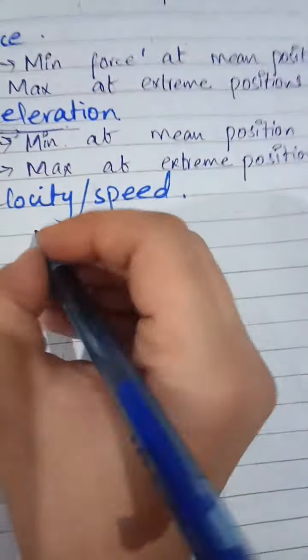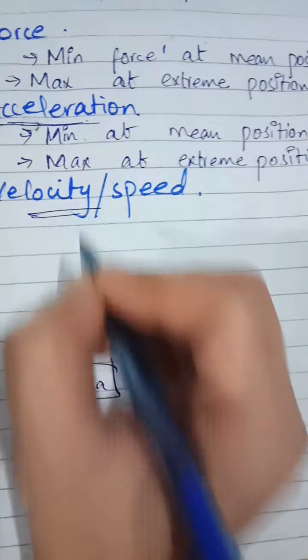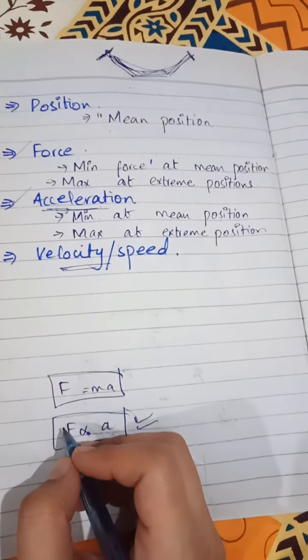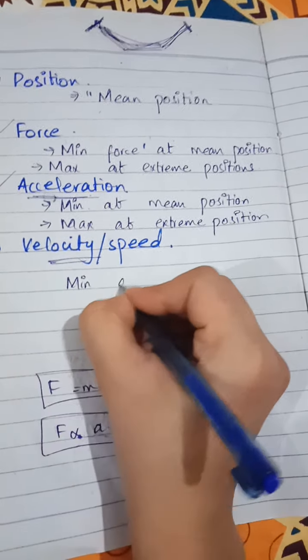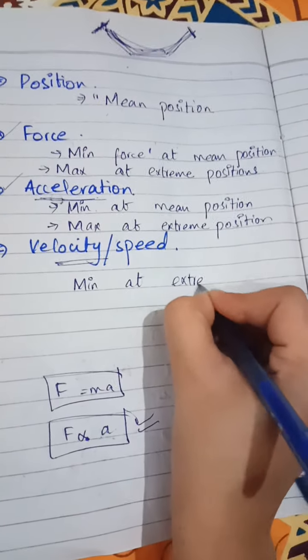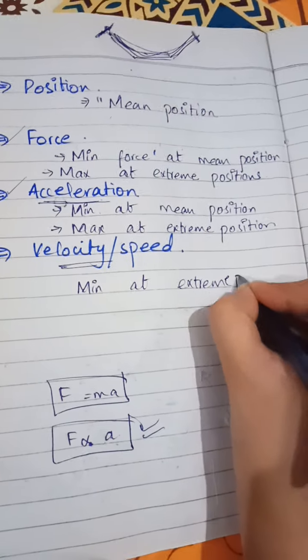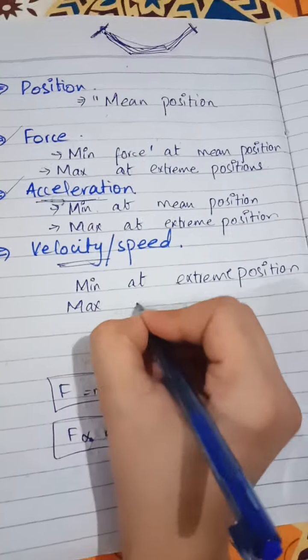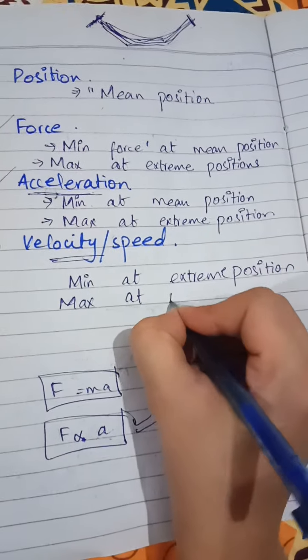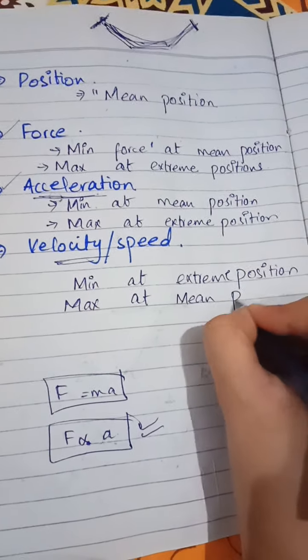So we concluded that the velocity and speed of an oscillating body is minimum at the extreme position and it is maximum at the mean position.